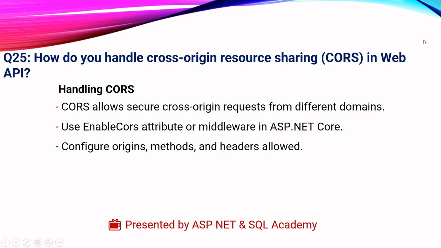CORS, or cross origin resource sharing, allows your web API to handle requests from different domains securely. In ASP.NET Core, you can use the EnableCors attribute or middleware to configure allowed origins, methods, and headers.